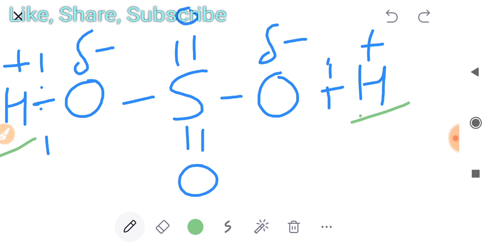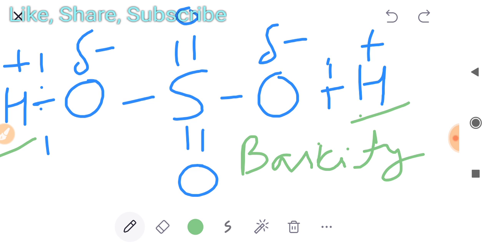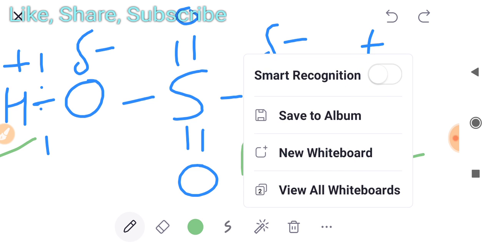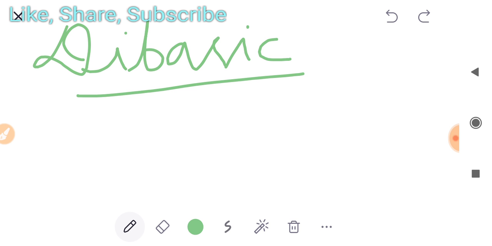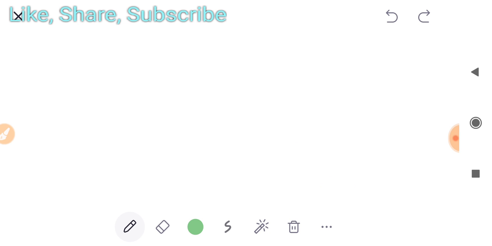Okay, 2 H ions here, it means it is dibasic. Basicity means the number of hydrogen atoms which it can give on dissolution. So it can give 2 hydrogens, so its basicity also becomes 2. That's why it is also known as dibasic. So this is one property. And now we move to the preparation.